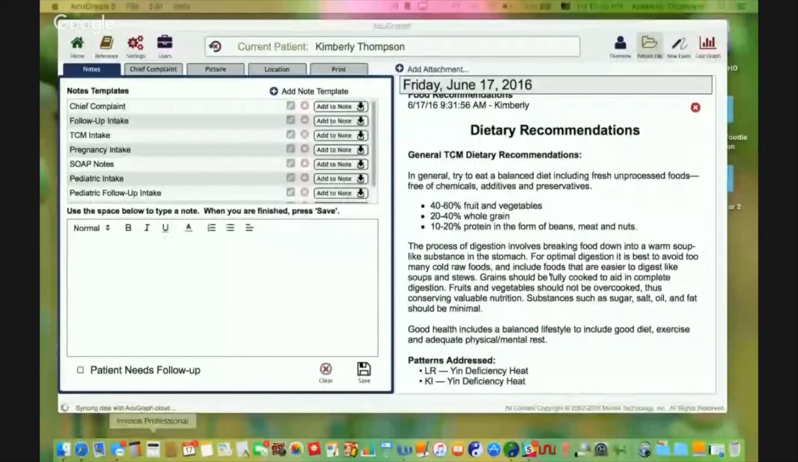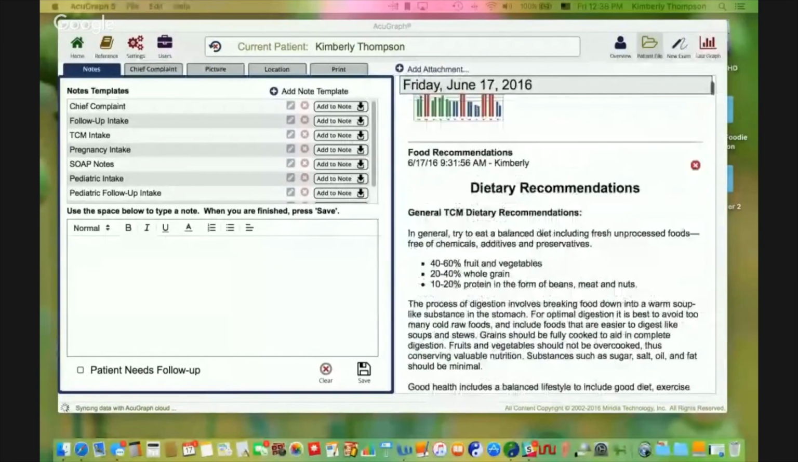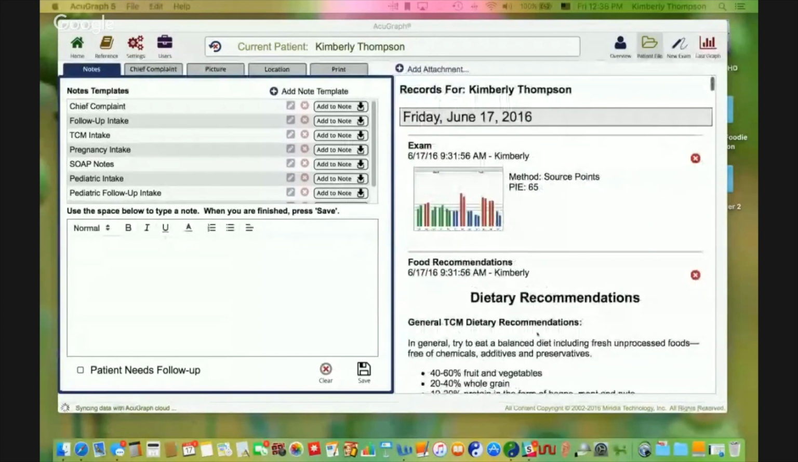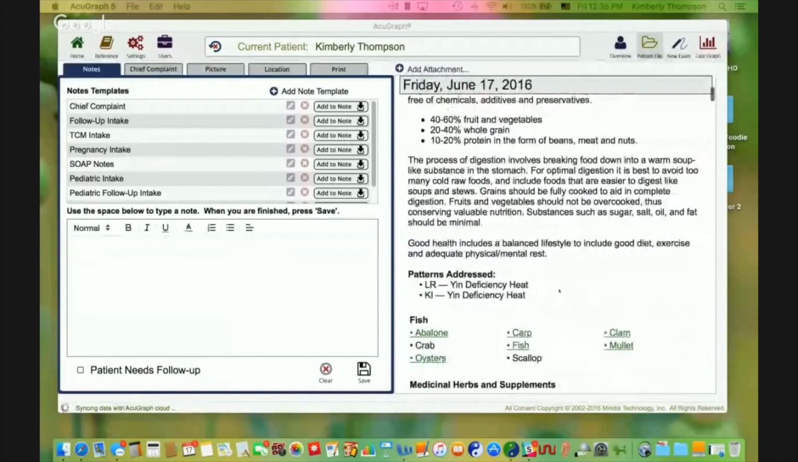Let's see, we're going to move on to the next one. So let's go back to the patient file. So now we have dietary recommendations for the... Need to see your screen again. Okay, thank you. All right, we're good. Okay, so here we have the dietary recommendations for the kidney, liver, yin deficiency.